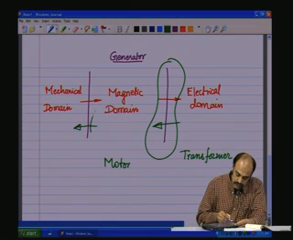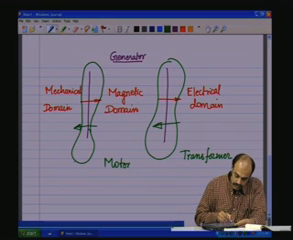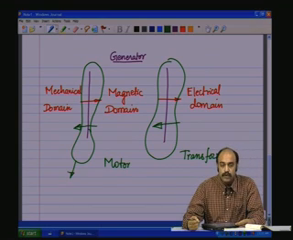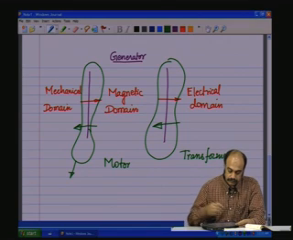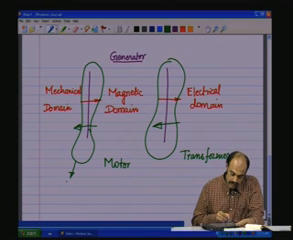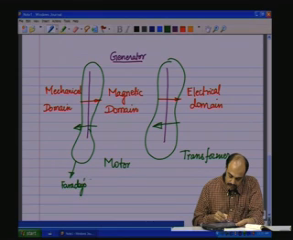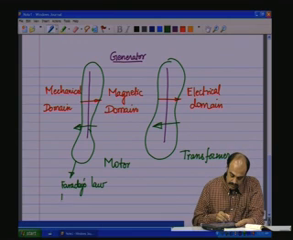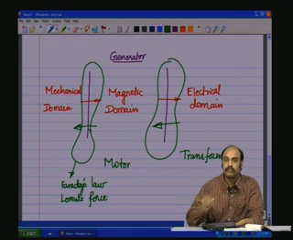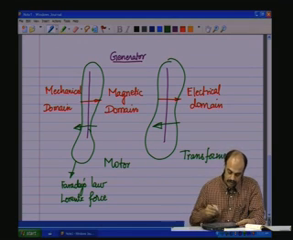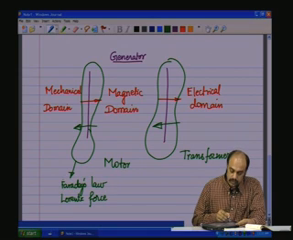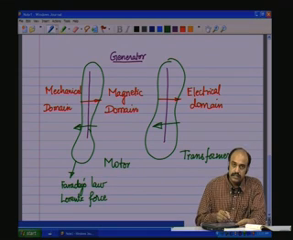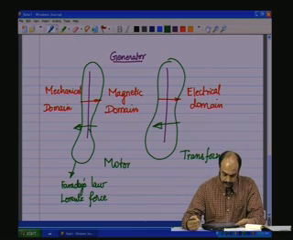There are a few rules that we need to know for the mechanical to magnetic domain, and one is of course Faraday's law, and another is the Lorentz force. These two laws are applicable in this transformation of the domain.